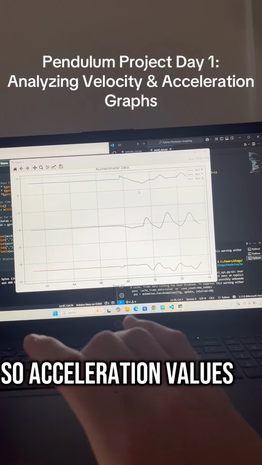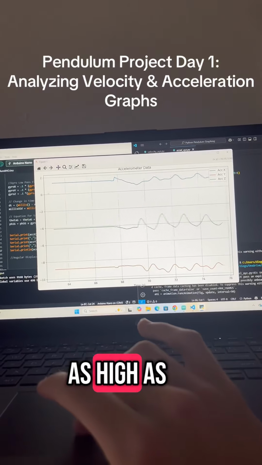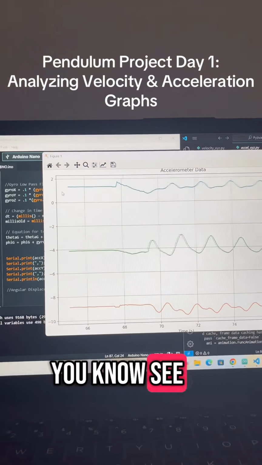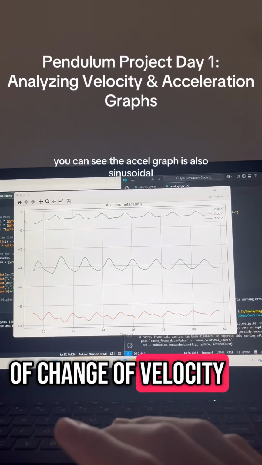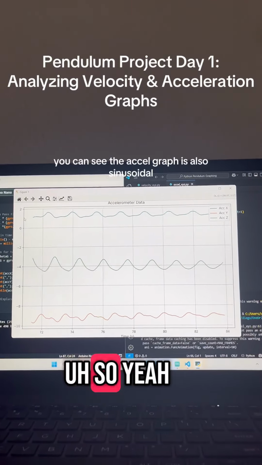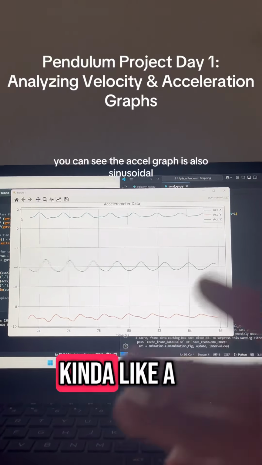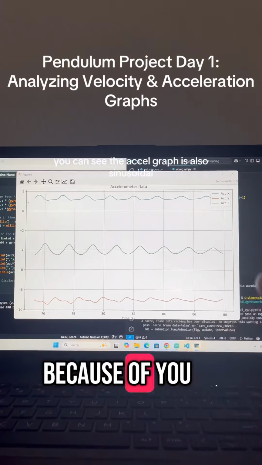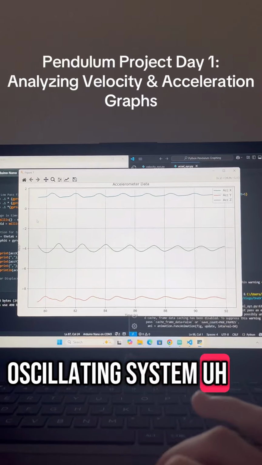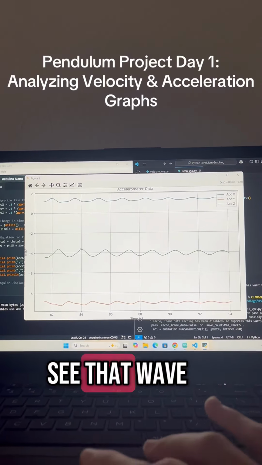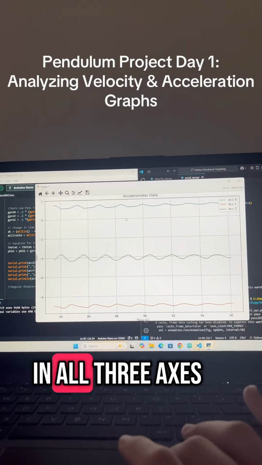Okay, so acceleration values will not be as high as the velocity values, because of course acceleration is the rate of change of velocity. So yeah, now we are seeing kind of like a wave pattern still because it is a pendulum, it is an oscillating system. But yeah, you can just see that wave-looking pattern again in all 3 axes.